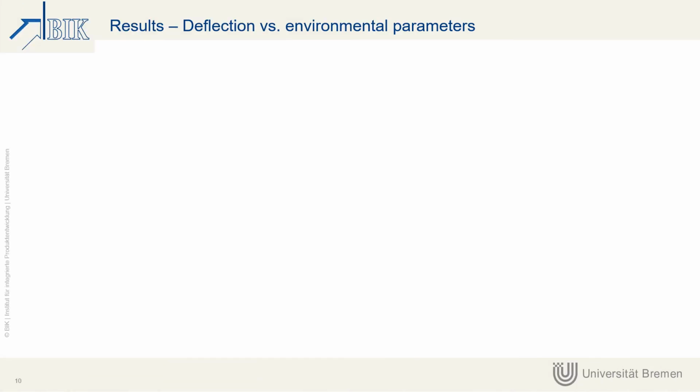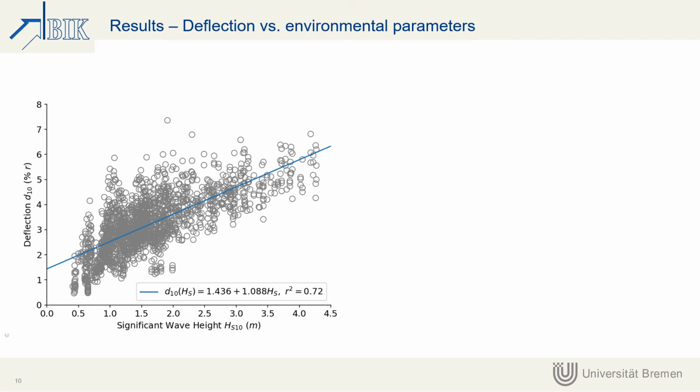To better understand the relationship between the deflection and the ocean environment, we constructed scatter plots. On the left, you can see the 10-minute mean deflection as a function of the significant wave height. Very little data is available where significant wave height is below 0.5 meters or above 4.2 meters. A linear function was fitted to the data showing a correlation coefficient of 0.72, thus rendering the relationship almost linear.